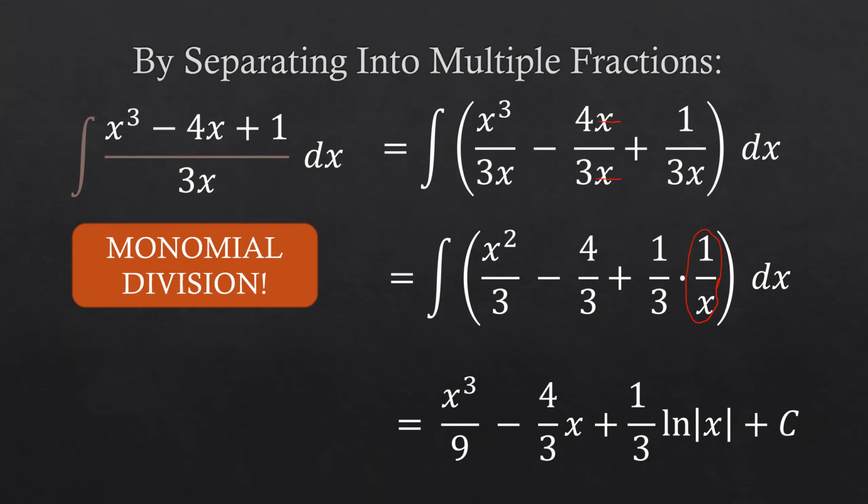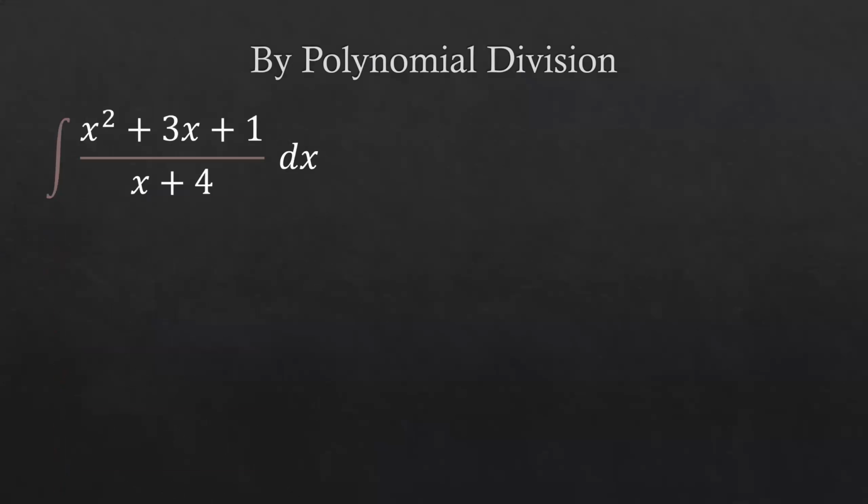And the second strategy that we want to use is long division, or polynomial division. Suppose you have x squared plus 3x plus 1. This time you are dividing by x plus 4. So you need to resort to this long division method to separate the fractions. Okay, so divided by x plus 4. Then we're thinking, what times x will give me x squared? Of course, that is x.